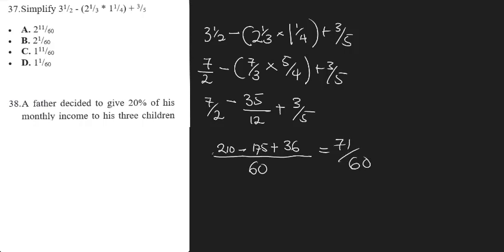Making this one a mixed fraction, you can leave your answer like this. It's going to be one whole number, because 71 divided by 60 goes one time, remainder 11, over the 60. So this is the answer. We check what the answer will be. The answer is C. Let's move to the next question.